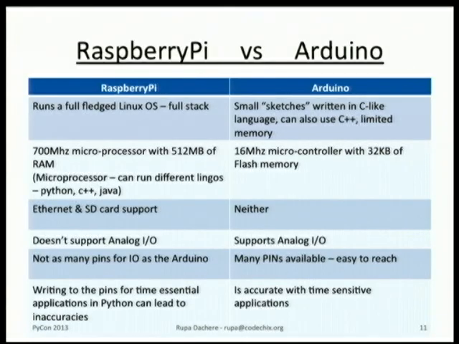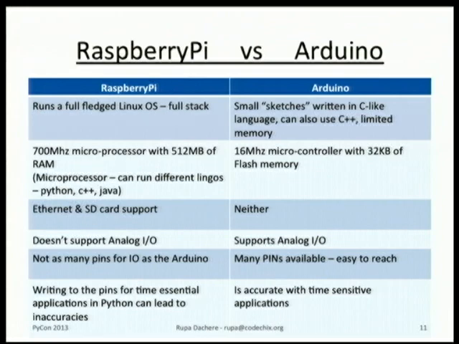So here's a really quick comparison of the Raspberry Pi versus the Arduino. Raspberry Pi runs full-fledged Linux, full stack. On the Arduino, you do small programs called sketches. You can write it in C, C++. There's a whole bunch of libraries out there. You can do all kinds of cool things. You can buy daughter boards to extend it, etc.